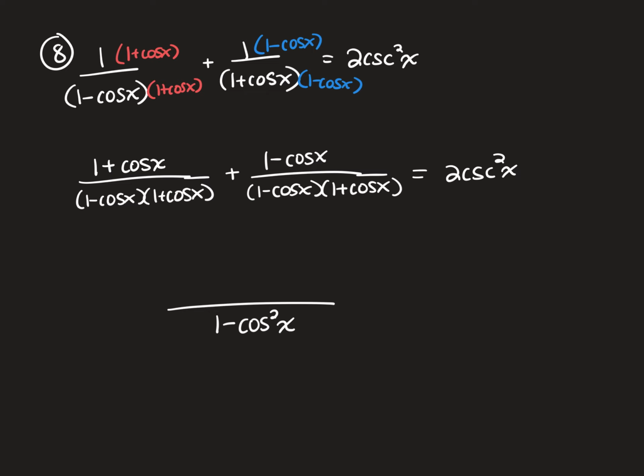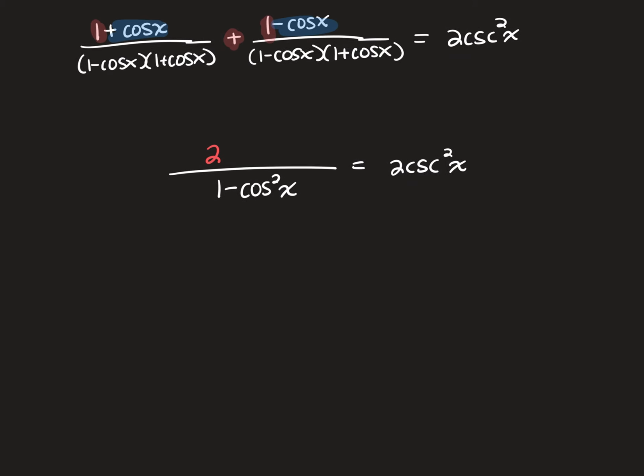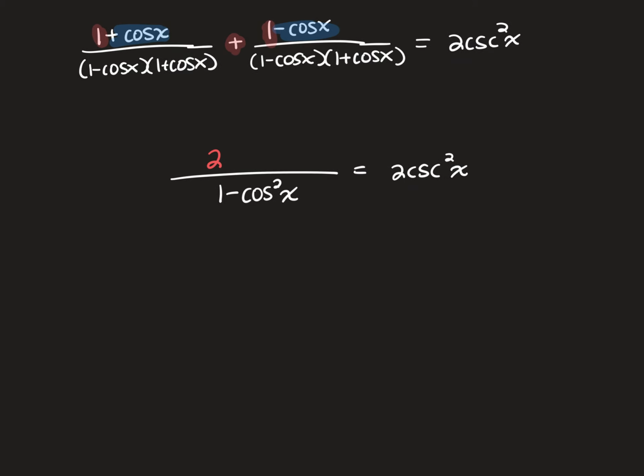So I'm going to add 1 plus 1 to get 2. And then I'm going to add cosine of x minus cosine of x to get 0. So it's just 2 in my numerator. All right, and that equals 2 cosecant squared. So hopefully we can start to see that on the right side, we wanted a 2. Now we have a 2 on the left side. So we're getting closer.